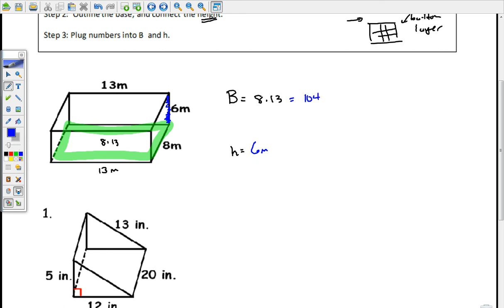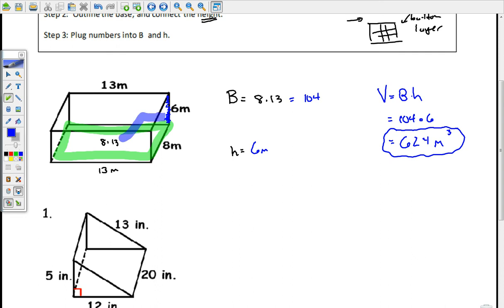And then we have 6 layers of this. So we have B, we have H, we can plug them into our formula. Capital B is 104, and the 3D height is 6. When we do 104 times 6, we get 624 meters. And this is talking about how many cubes fit inside here. So we're actually talking about cubic meters. 624 cubic meters. So that's the example there. Now we could do this a different way.